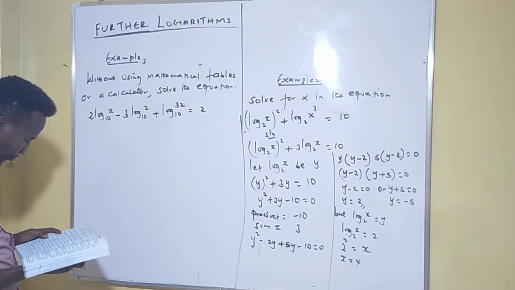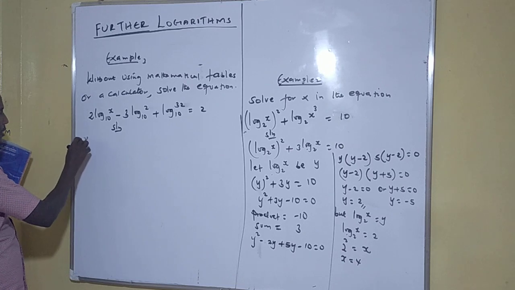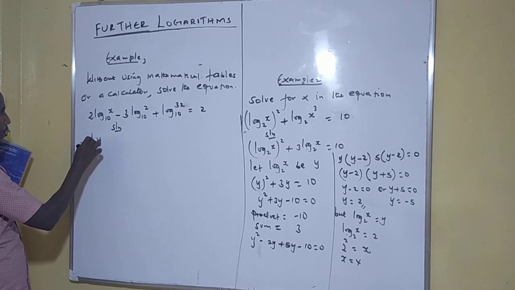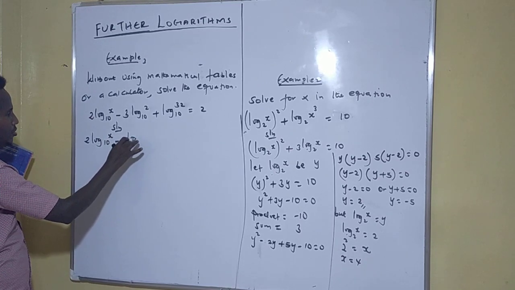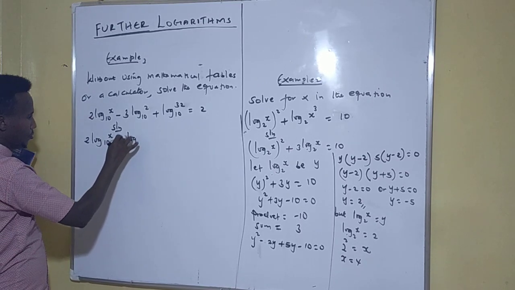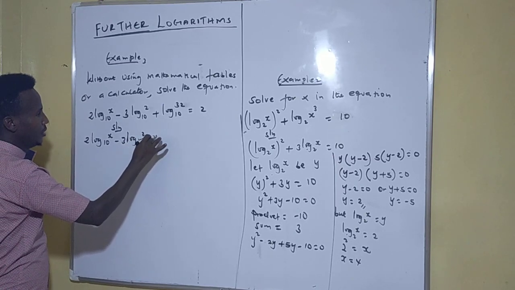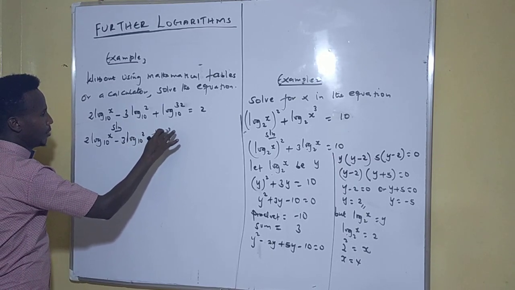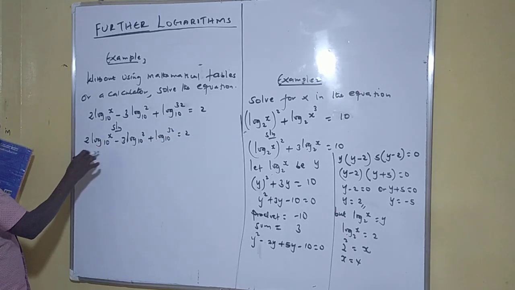So when you come to the solution, remember this is our equation. Minus 3 log base 10 power 2 plus log base 10 power that 2 is equal to what? 2. Then I'll say like this. I'll take this one to this side.